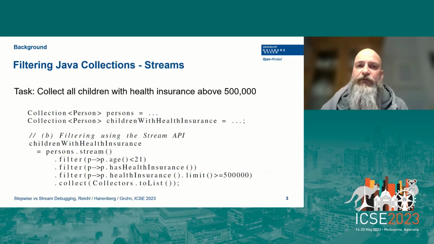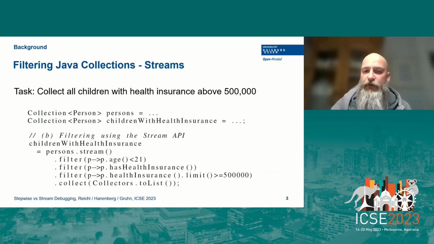If we have the stream API, it looks slightly different. Again, we have filters, but the filters are now defined in terms of lambda expressions, and they are given to the filter operation. And then we have some additional code for collecting the elements.